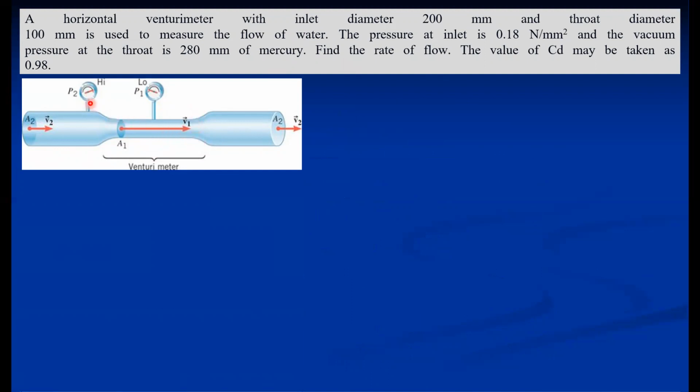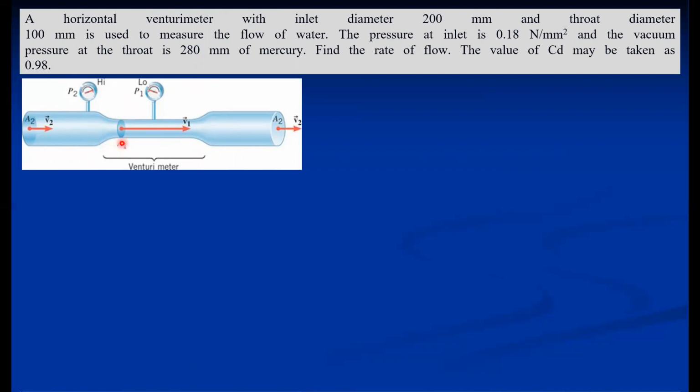The pressure at the inlet is given, that is 0.18 Newton per mm square, and the vacuum pressure at the throat is 280 mm of mercury. Find the rate of flow. The value of CD may be taken as 0.98.